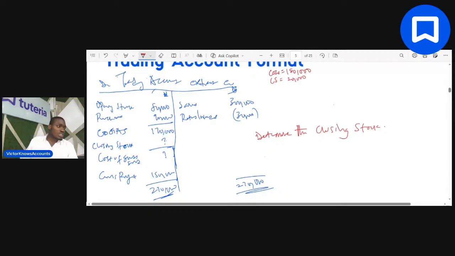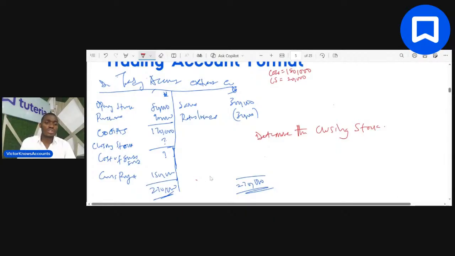Alright, in order not to delay ourselves, Kumi, let us confirm whether the answer you gave us is correct. You say your closing stock is 20,000 naira. But don't forget, your gross profit is 150,000 naira now. How is your cost of goods sold also 150,000 naira? That does not work. Think about it. It's not correct that way.